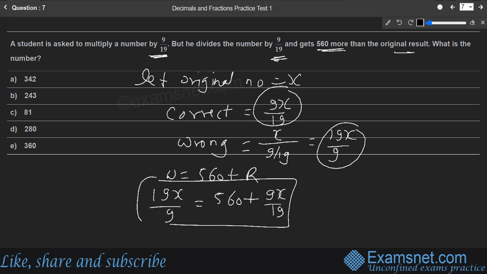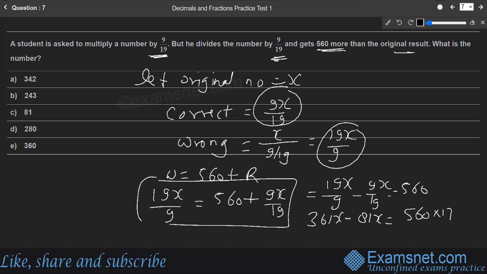So if we do this, it is going to be 19x by 9 minus 9x by 19 is equal to 560. Okay, if you multiply and take the LCM, it becomes 361x minus 81x is equal to 560 into 171. 171 is the LCM of 9 and 19. Now, if you further solve this, it is going to be 280x is equal to 560 into 171. If you solve this further, the x value comes out to be 560 into 171 divided by 280.